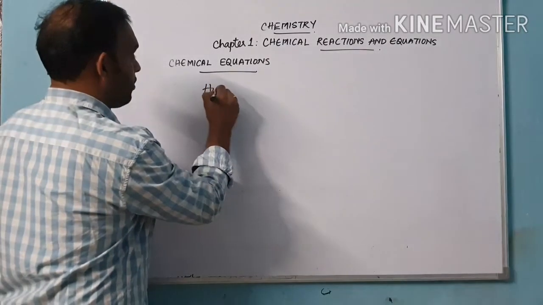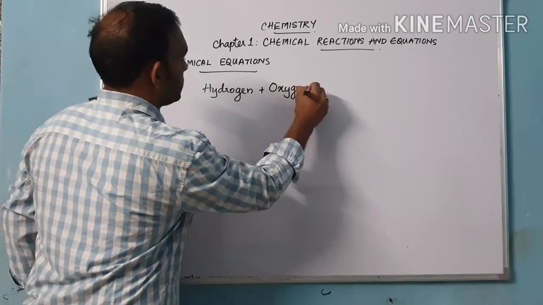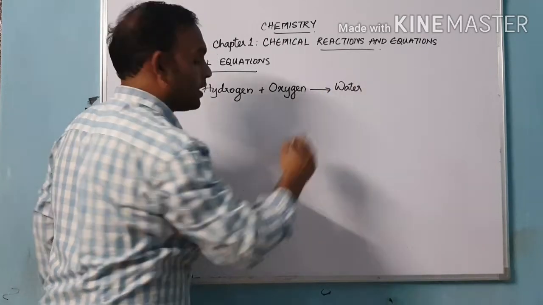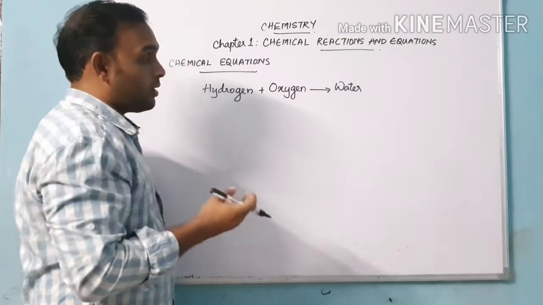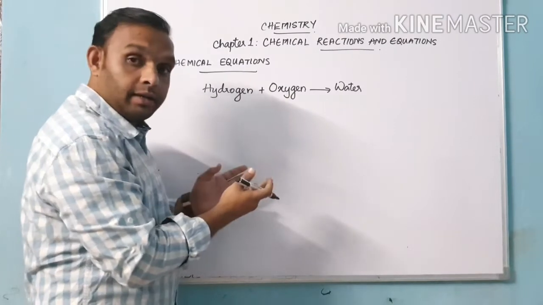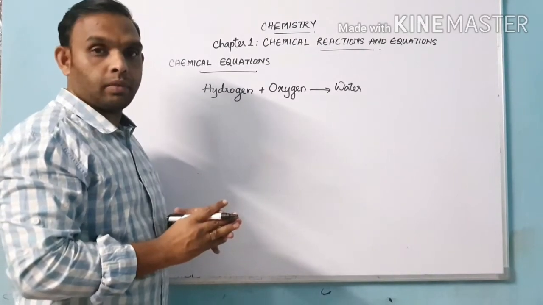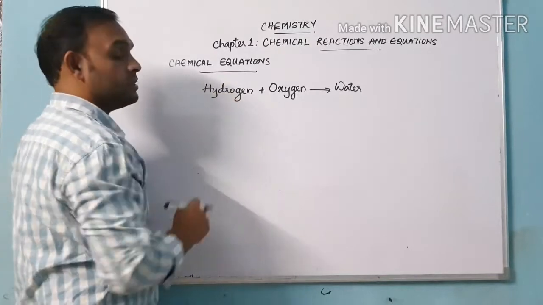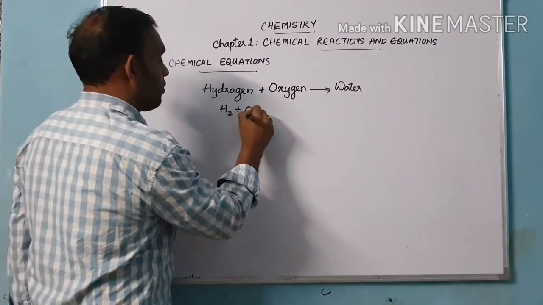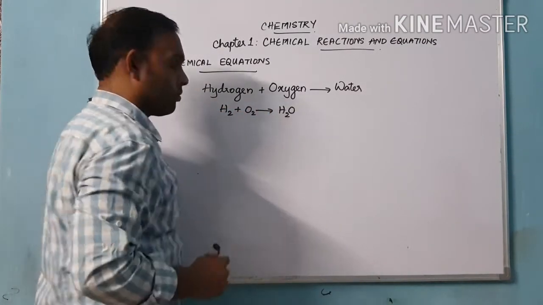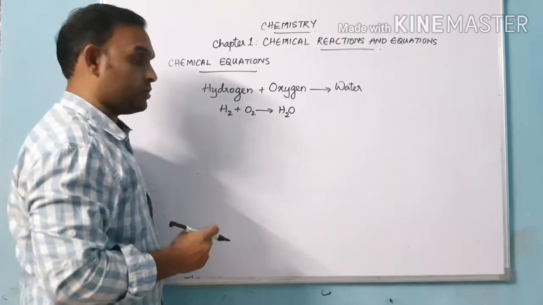A common example I can write: hydrogen plus oxygen gives water. Now, is this the final? No. I can make this equation in a short form. How? Just write the symbols of the elements in this chemical equation. That is, H2 plus O2 gives H2O. See this? Now this equation becomes very short and very precise also.